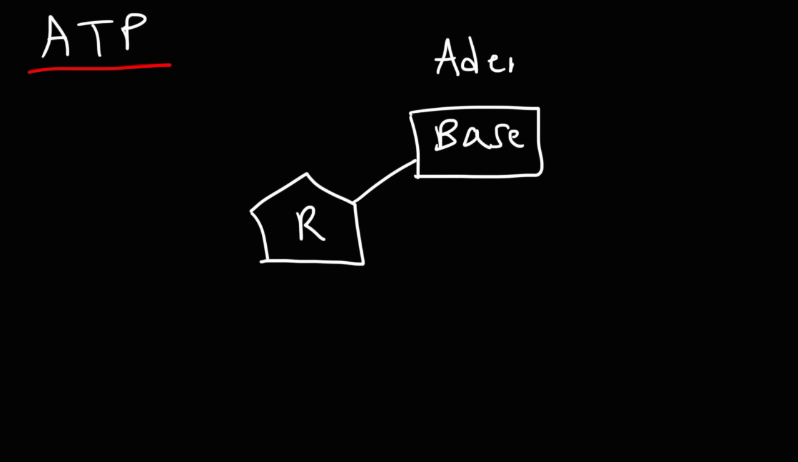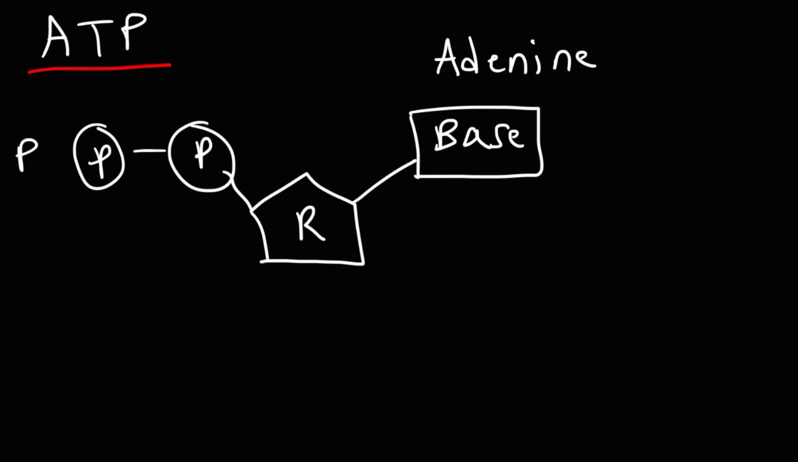Now, the next thing that I want to mention is the structure of ATP, adenosine triphosphate. ATP has three subunits: a 5-carbon ribose sugar, a nitrogenous base, which is called adenine, and three phosphate groups. So that's a simplified structure of ATP.